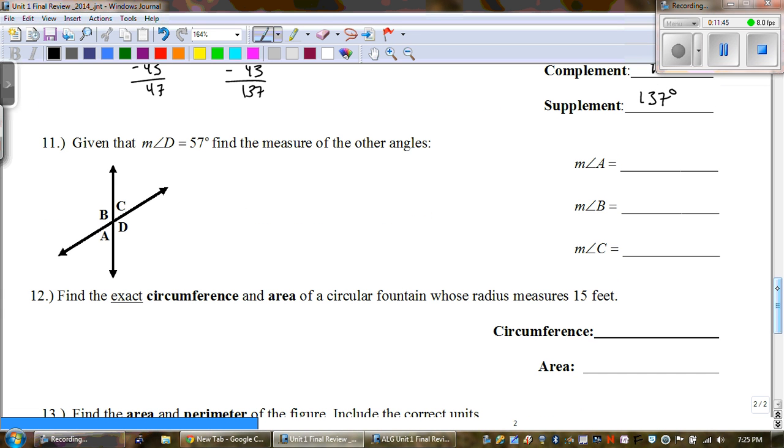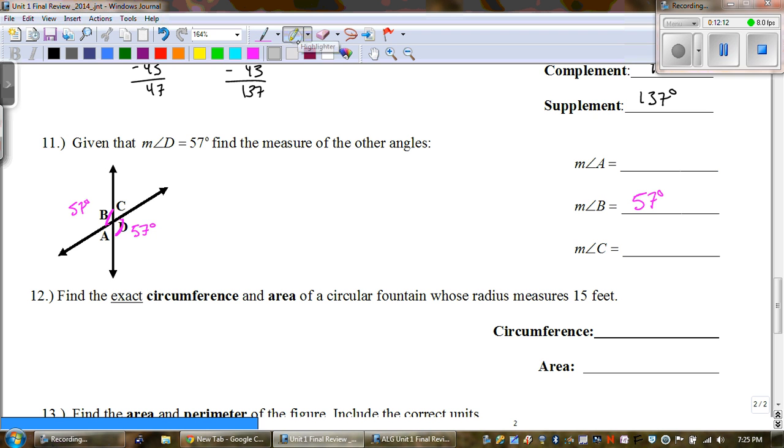Okay. Given that the measure of angle D is 57 degrees, find the measures of the other angles. There we go. Now, right away, you should know what B is because those are vertical angles. Okay, vertical angles are congruent, so 57 degrees.